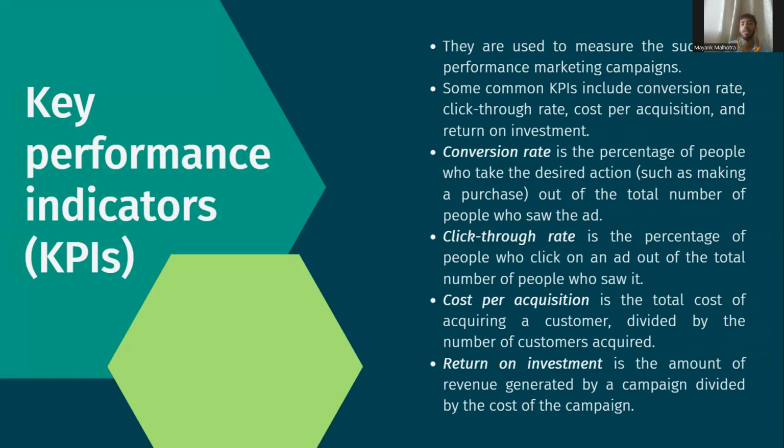Conversion rate is the percentage of people who take the desired action, such as making a purchase from the ad they have shown, out of the total number of people who saw the ad. Click-through rate is the percentage of people who click an ad out of the total number of people who saw it. Cost per acquisition is the total cost of acquiring a customer divided by the number of customers acquired. Return on investment is the amount of revenue generated by a campaign divided by the cost of the campaign.